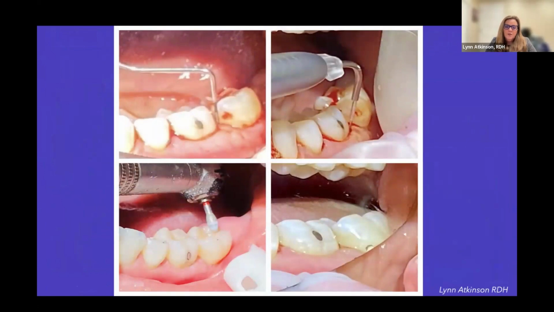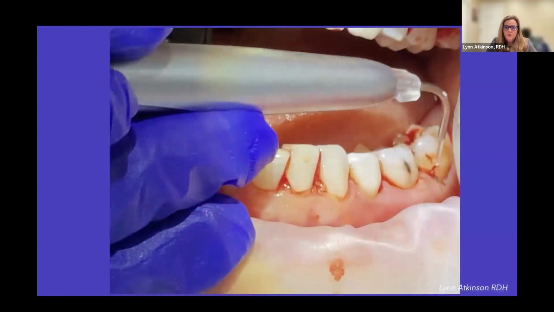This is a significant case that had vertical defect on the mesial of number 18, distal of 19. And a lot of the times that's occlusal trauma. So we wanted to go in there and do laser therapy, do your GBT, do your laser therapy, and then the doctor came in and did some occlusal adjustments. So they're not just rocking that tooth in there.